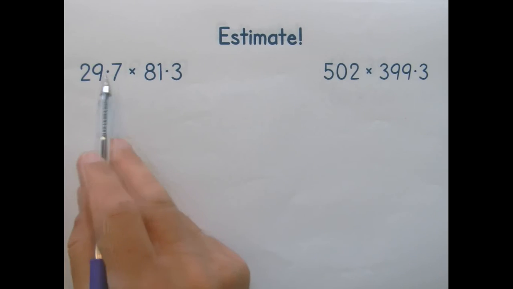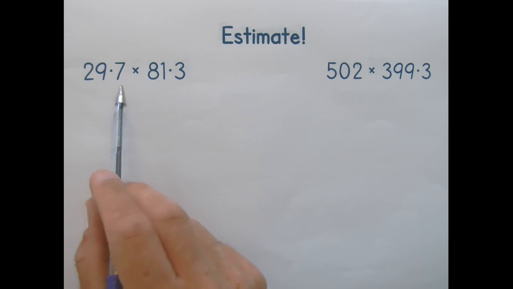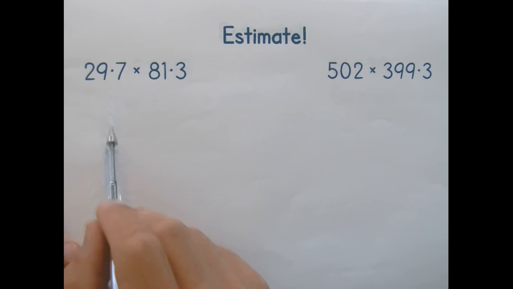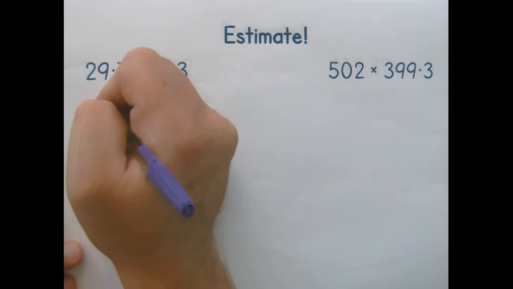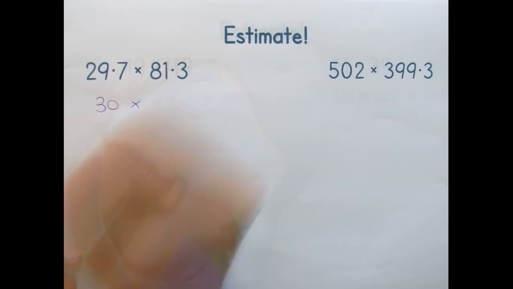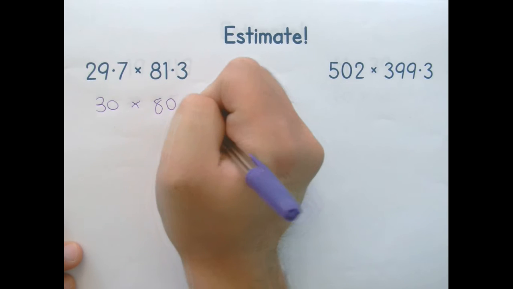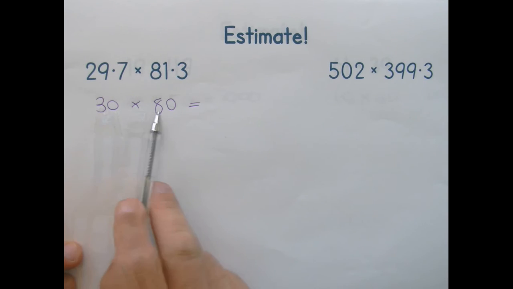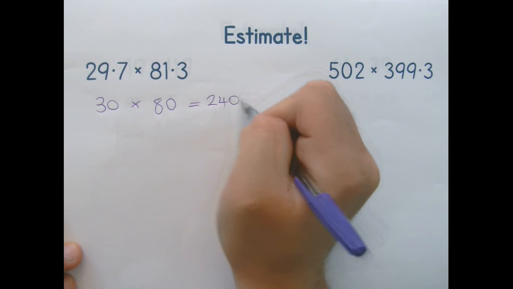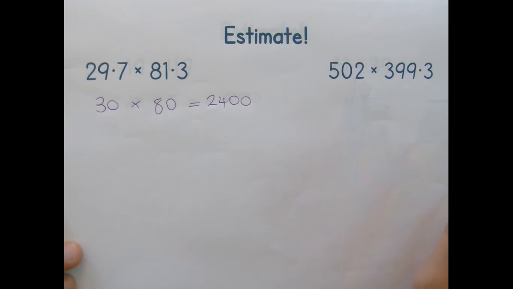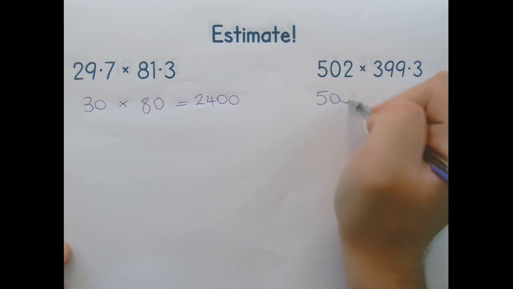Similar questions, okay, they look a little bit more complicated now than the next ones, but again, you need to sort of represent these in a way that is easy for us to calculate, okay, without having to do any paperwork as such, okay, any written work. 29.7, we can think of 30. 81.3 becomes 80. And then when we work these out, 3 times 8 is 24, and there's 2 zeros to add on.